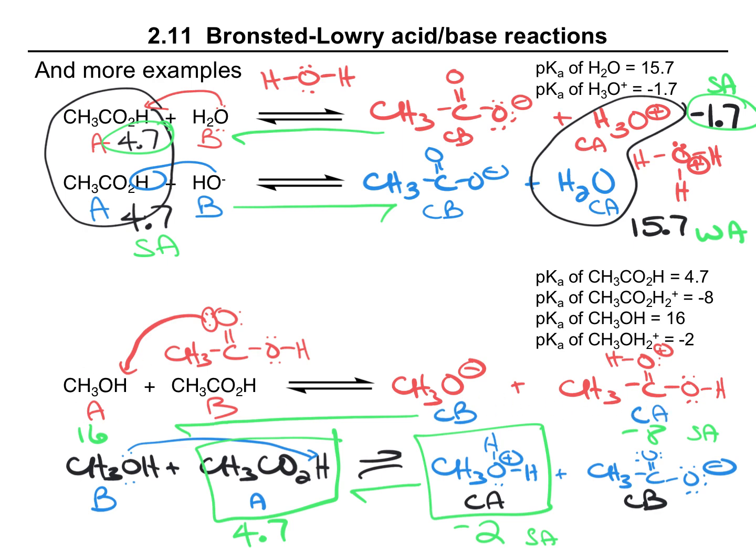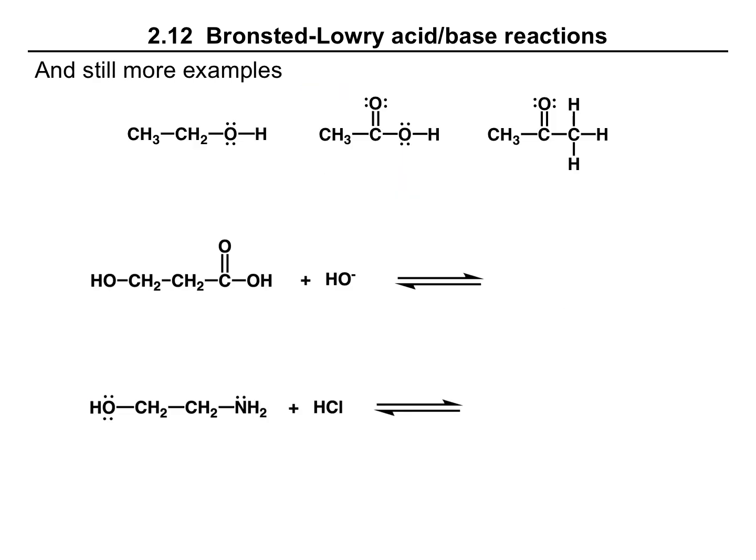On the other hand, if this is what happened, then because there's still a significant difference, but not as big a difference as what we had here in our pKa values, the equilibrium still lies to the left, but in this case, we're going to have a lot of this and a small but probably measurable amount of these species. And finally, one more set of examples.